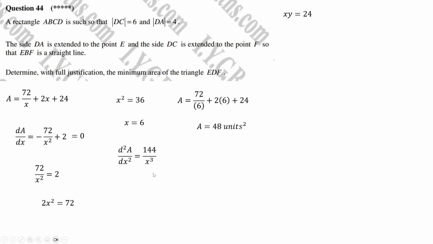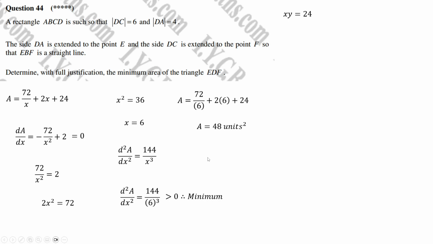Now to show that this actually is a minimum, differentiate this again. This is 72x to the minus 2, and we have minus 2 multiplied by minus 72, so it's positive 144 over x cubed. Plug in x into here. This is straight away just going to be greater than 0, so it is a minimum. This would be 144 over 216. I don't think you actually need to show it, but this is definitely greater than 0, therefore this is a minimum.